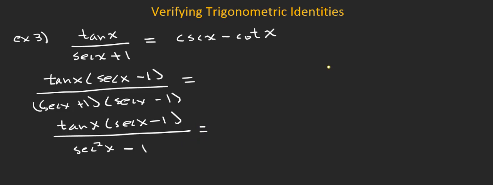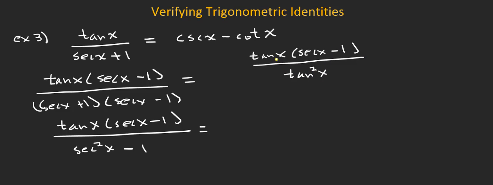Okay, so you end up getting tangent x, quantity secant x minus 1 all over tangent square x. So now you could cancel one of the tangent x. So you end up getting quantity secant x minus 1 all over tangent x. Okay? Now this does not look like cosecant x minus cotangent x at all right now. But check this out. You could separate this now.